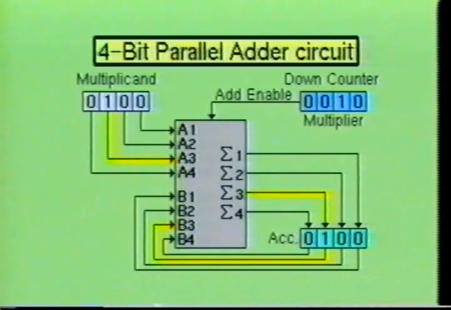Since the inputs A1 to A4 have a binary 4 and the inputs B1 to B4 have a binary 0, the accumulator will store the sum of binary 4.